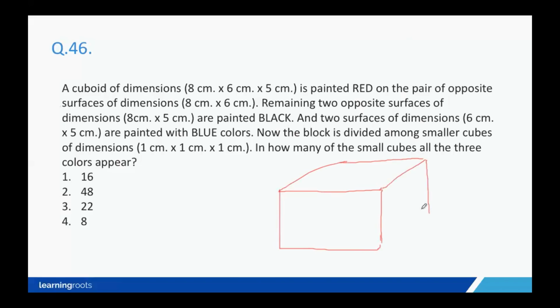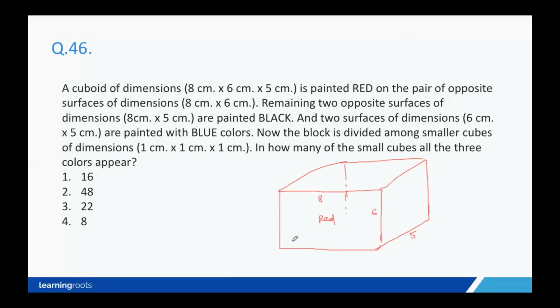Okay, pardon my drawing. So this is a cuboid. This is 8. Let this be 6, and of course let this be 5. So it is painted red on the pair of opposite sides. So 8 cross 6. This is red. And the one below it will be behind this, exactly behind this on this side.